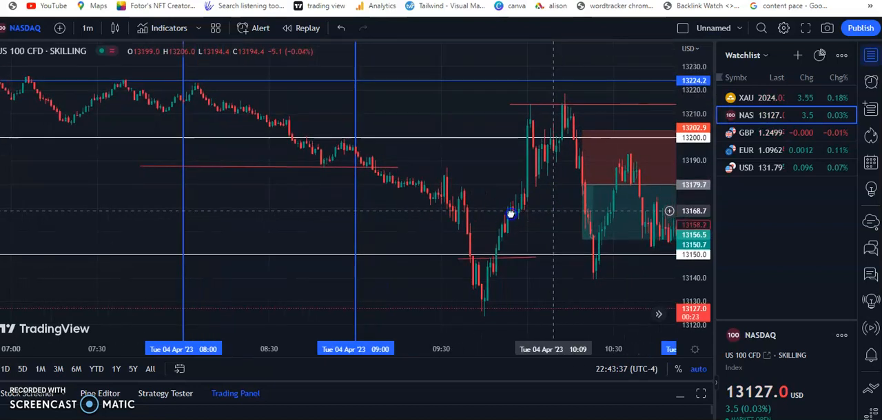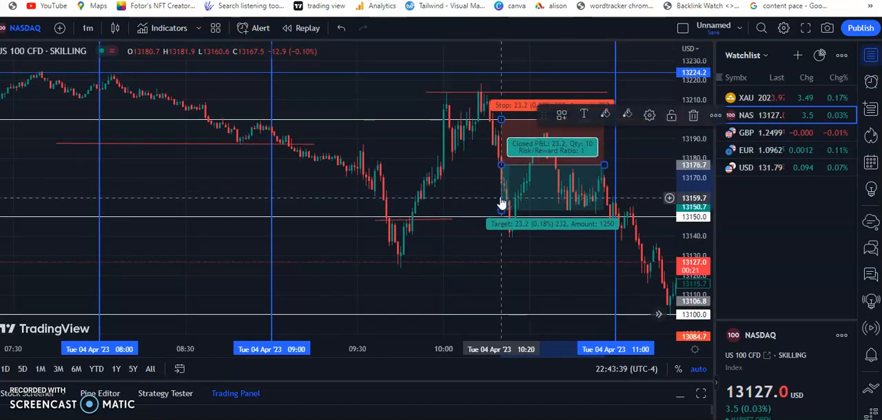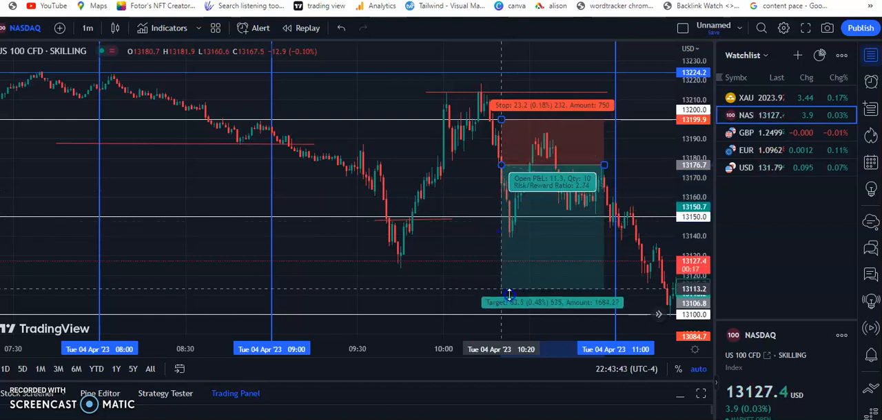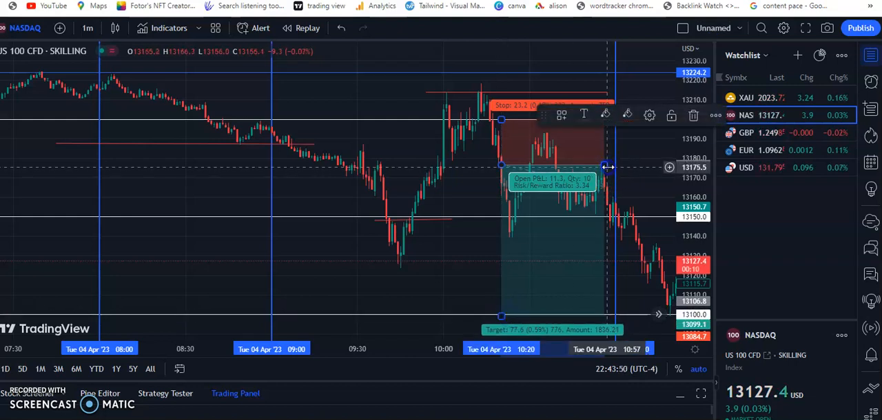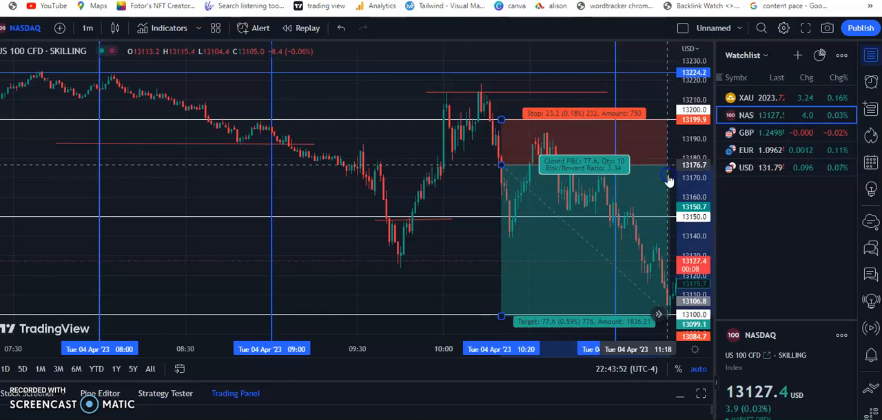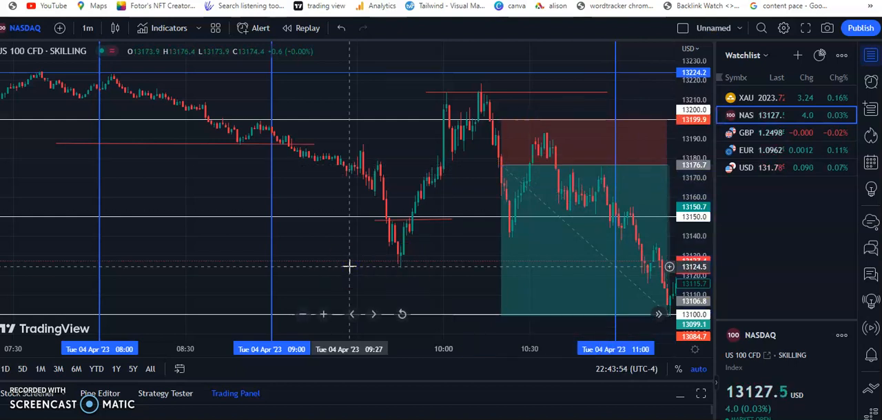Your stop loss above, your take profit 75 pips, very nice. Easy 75 pips.